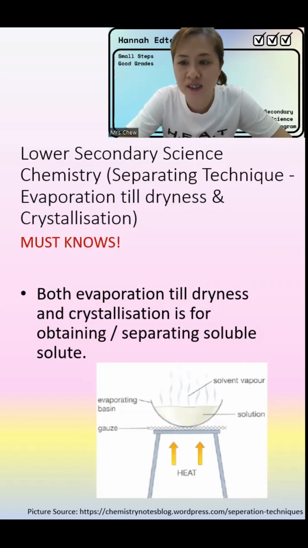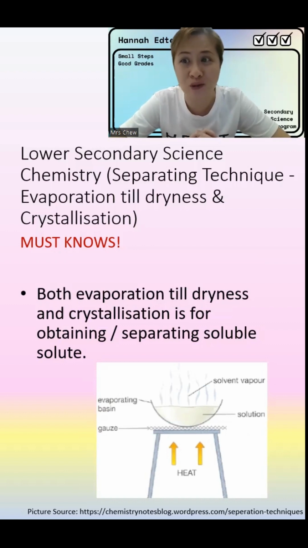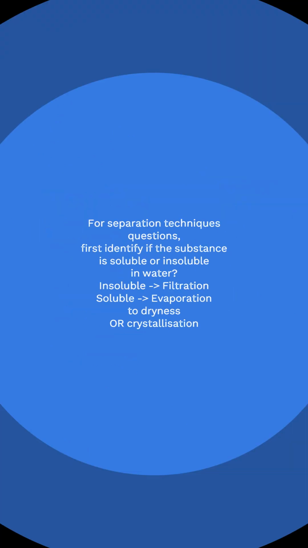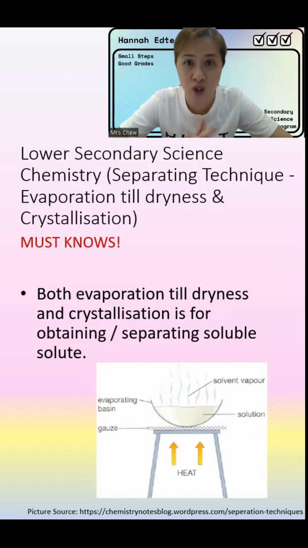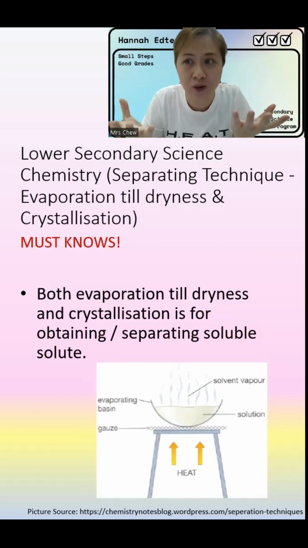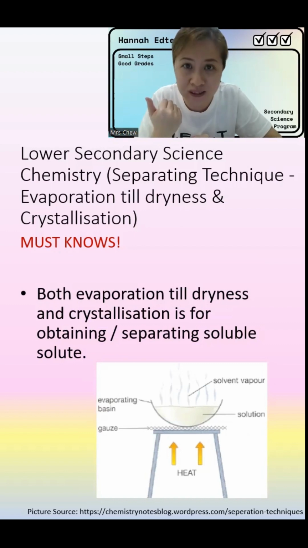Both evaporation till dryness and crystallization are for obtaining or separating soluble solute. Then what about insoluble solute? For insoluble solute, we are supposed to use filtration, all right? So when you are given any question, the first question you should ask yourself is: is this solute soluble or insoluble in water? If you are given both soluble and insoluble solute, first thing to do, add water and the soluble solute will dissolve. Then you can perform filtration to remove the insoluble solute.